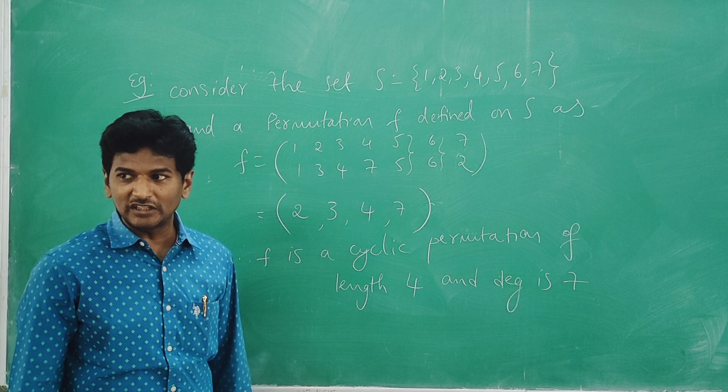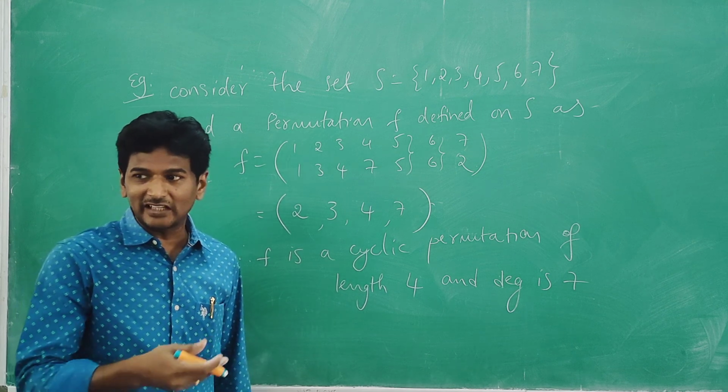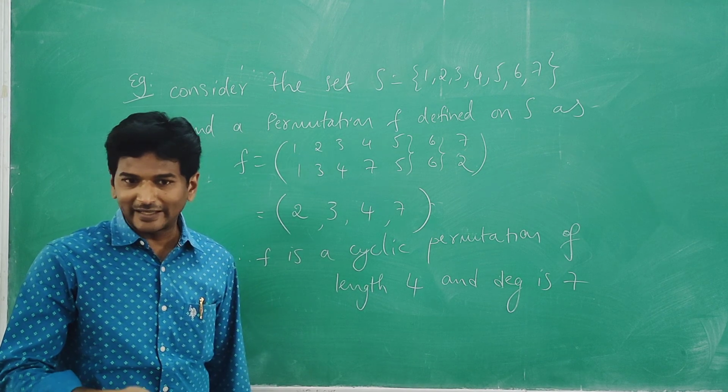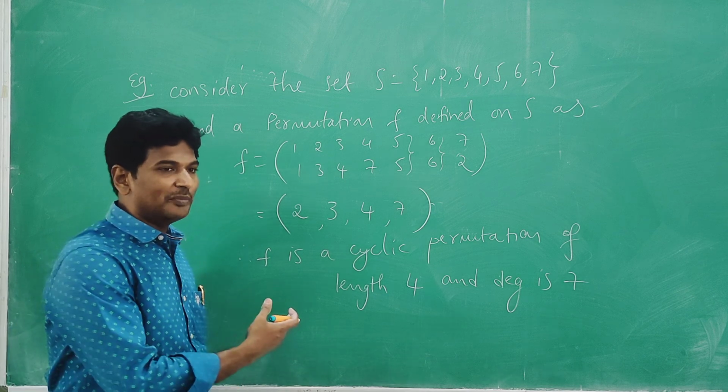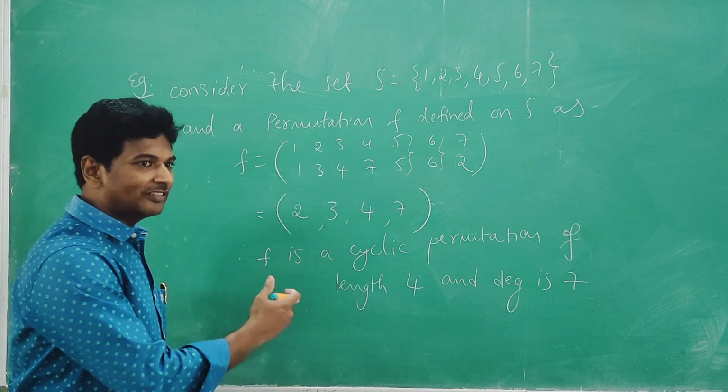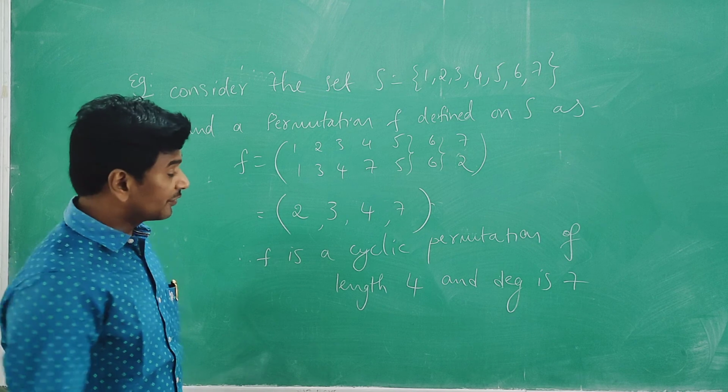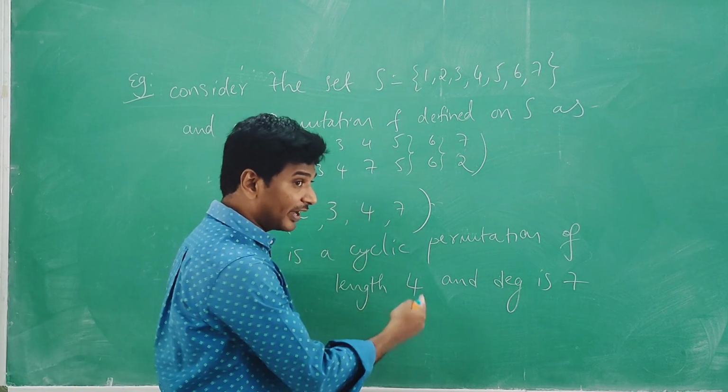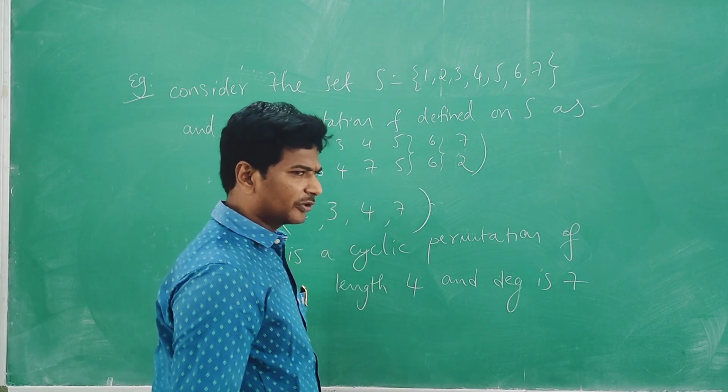But length is, after finding the cyclic permutation, the number of elements that we get is called the length of the permutation. It may be length 4, length 5, length 6, and so on.